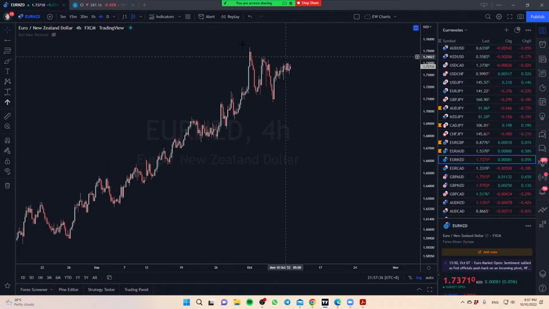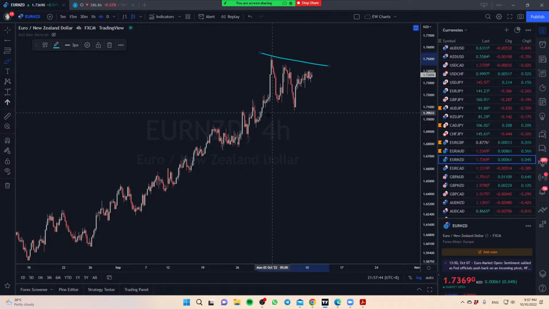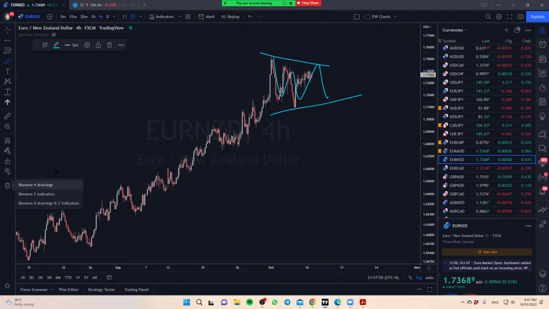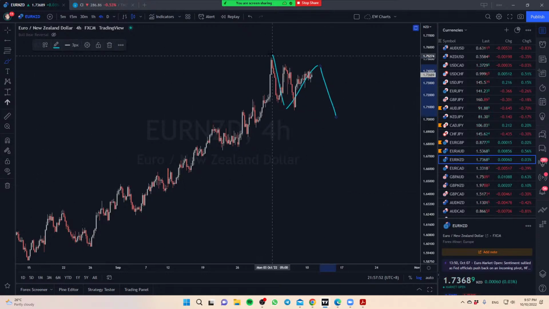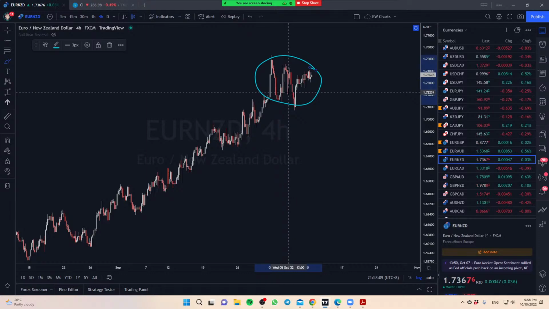Okay, this setup here, to be honest, on Euro New Zealand is not the clearest. Maybe this can turn into a triangle. This can also turn out into a bigger corrective pattern like that. This can also eventually turn out into a crawl that looks something like that. So right now, I don't have sufficient information to look at this and say which has a higher probability, right? So for that reason, I don't think Euro New Zealand is one that I want to pay attention to as well.